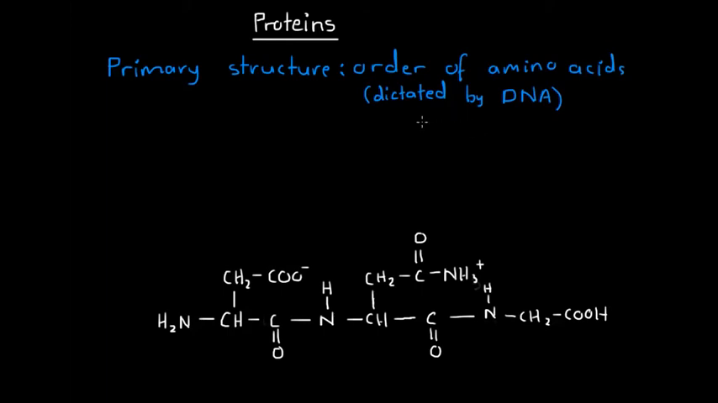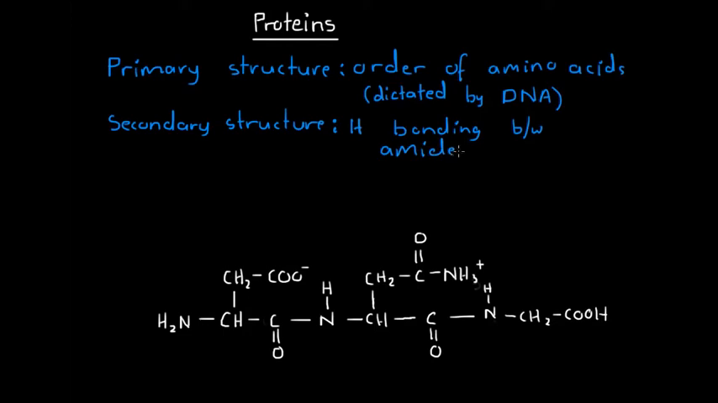Now, the next part of the structure of a protein molecule is the secondary structure. The secondary structure is formed by bonding or attraction between different parts of our chain. Often this will be due to hydrogen bonding between adjacent peptide or amide linkages. So that is also a very important thing.